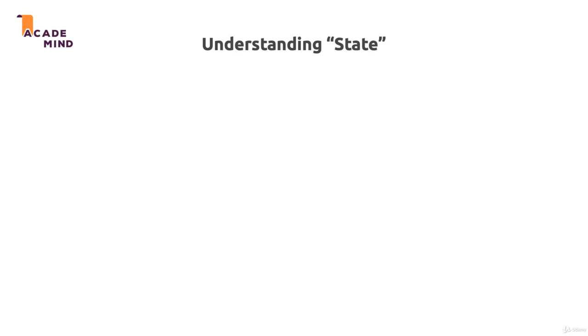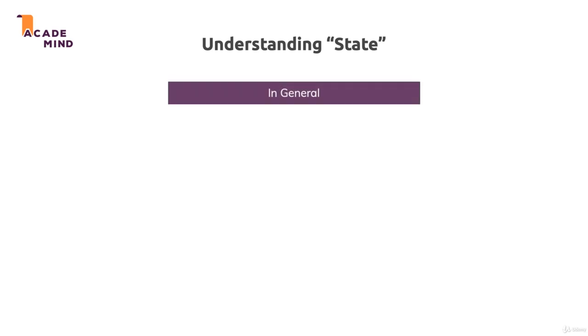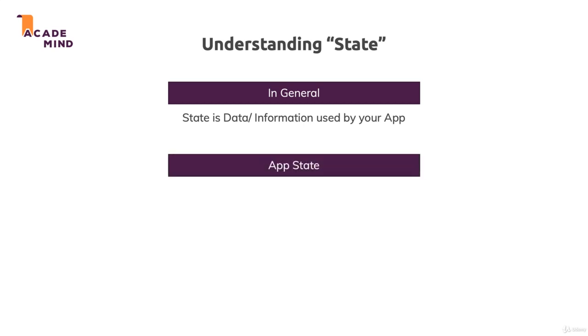What's this state thing I mentioned? In general, state is data or information your app or your widgets in your app use. State can be things like a username, or in our case, the index of the question we want to show. So app-wide state would be things like, is the user authenticated?